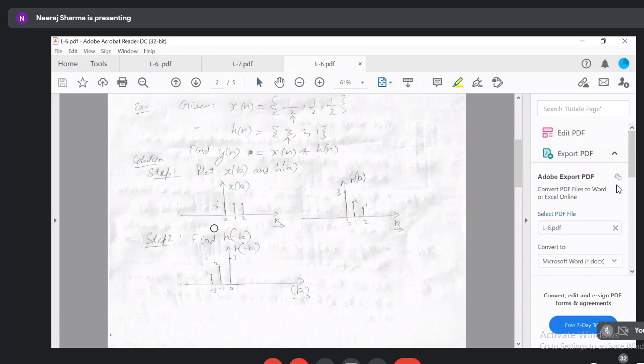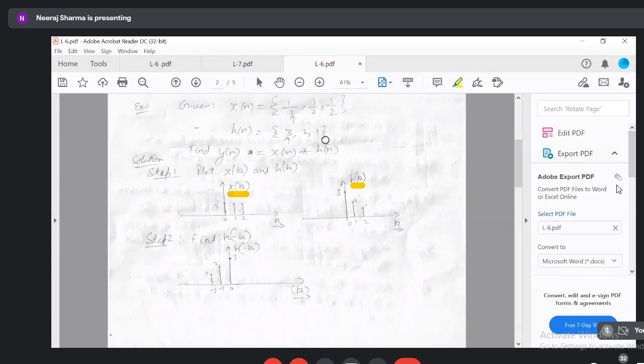So here we have plotted the first signal, that is x of k has been plotted, right? So simply replace n with k. We will have 1 by 2, 1 by 2, 1 by 2, 3 samples, for k is equal to 0, 1, and 2. And we have h of k, right? Again, we have plotted h of k. 3 samples, 3, 2, and 1. Right? So step number 1 is over.